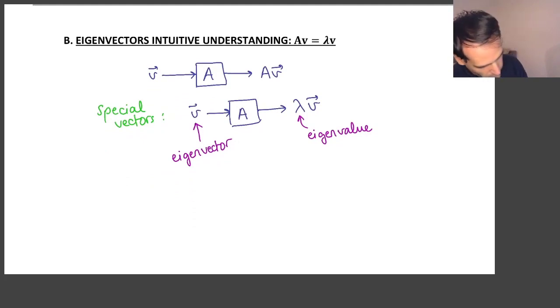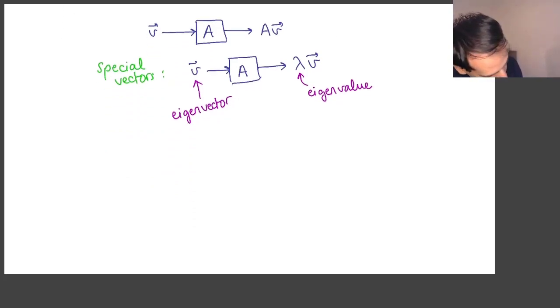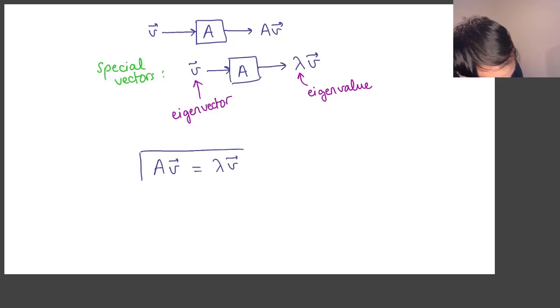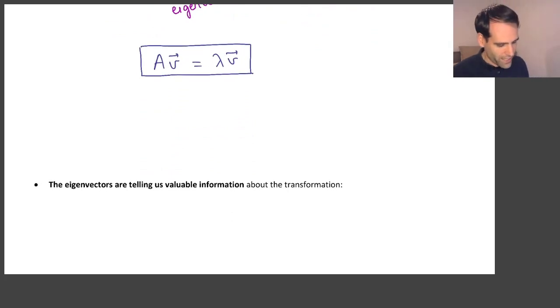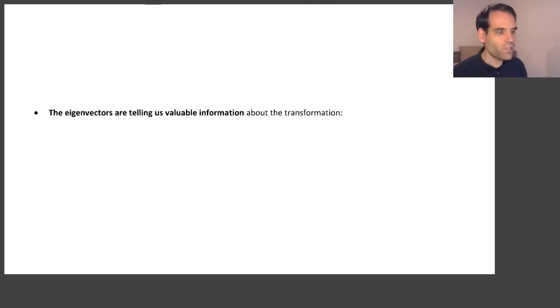If we write it mathematically, A times v, which is the output vector, must equal lambda times v. This is the mathematical definition of an eigenvector and its eigenvalue. So why are eigenvectors important? Well, the eigenvectors are telling us valuable information about the transformation.